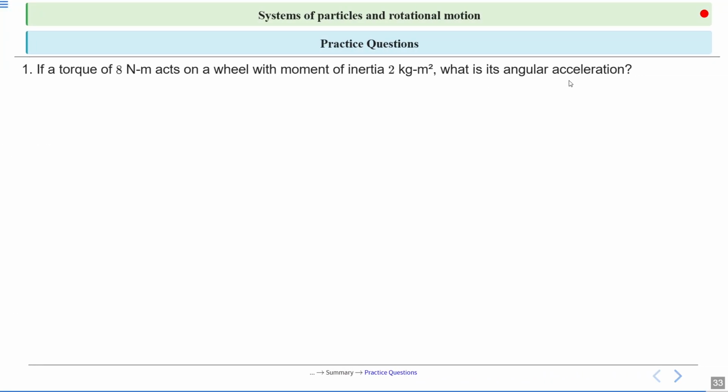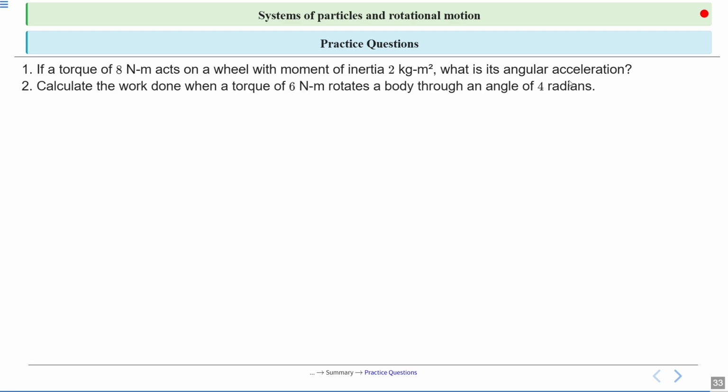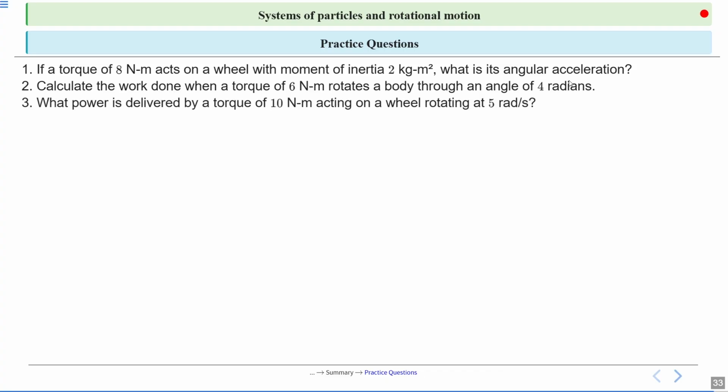Now we have some practice questions, and this is homework for you. First, if a torque of 8 Newton meter acts on a wheel with moment of inertia 2 kg meter square, what is its angular acceleration? Second, calculate the work done when a torque of 6 Newton meter rotates a body through an angle of 4 radians. Third, what power is delivered by a torque of 10 Newton meter acting on a wheel rotating at 5 radian per second?